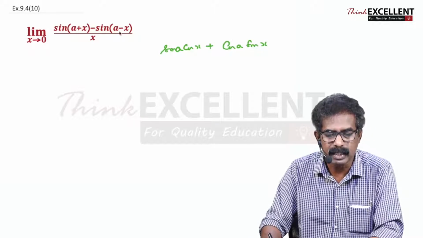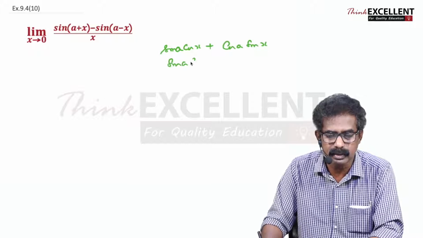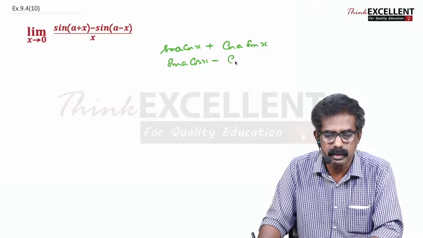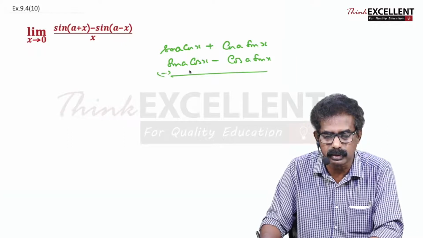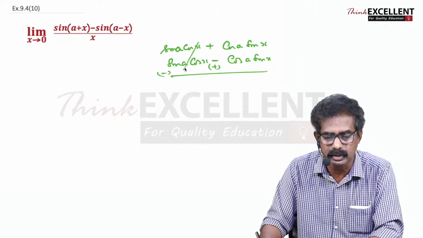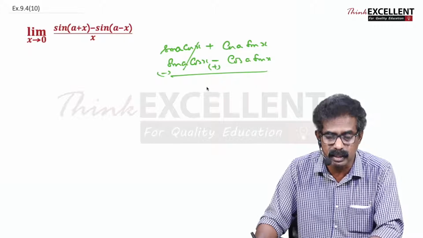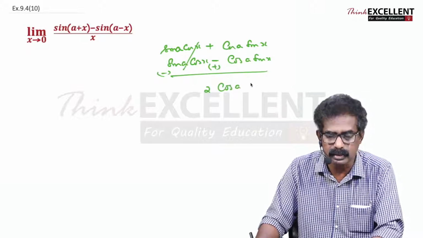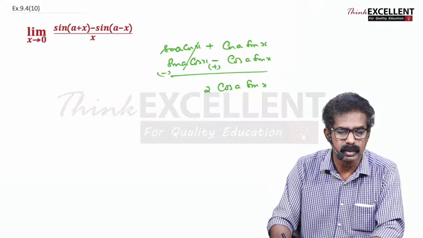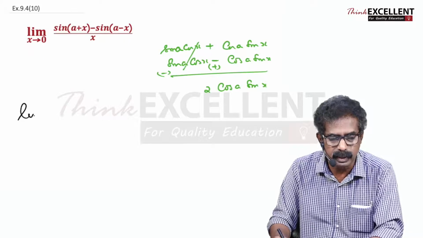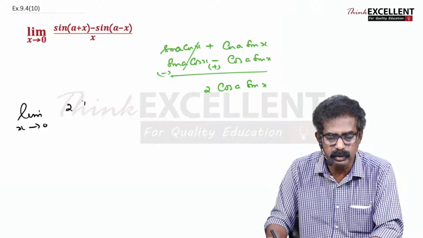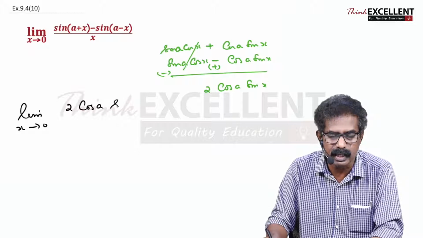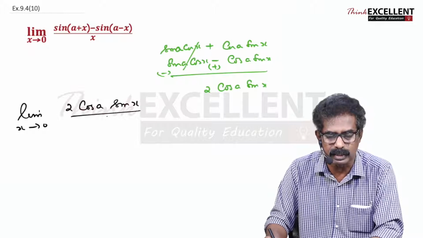Then second one, sin A minus x: sin A cos x minus cos A sin x. So we have to subtract it. When you subtract, you change the sign. So this cancels, cos A sin x plus cos A sin x, 2 times cos A sin x. Okay, so this is numerator. So limit x tends to 0, numerator, if you simplify, you are getting 2 cos A sin x divided by x.